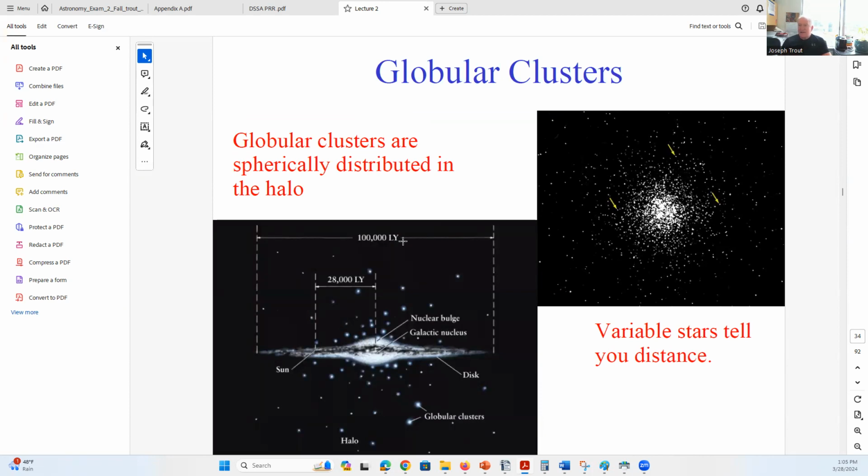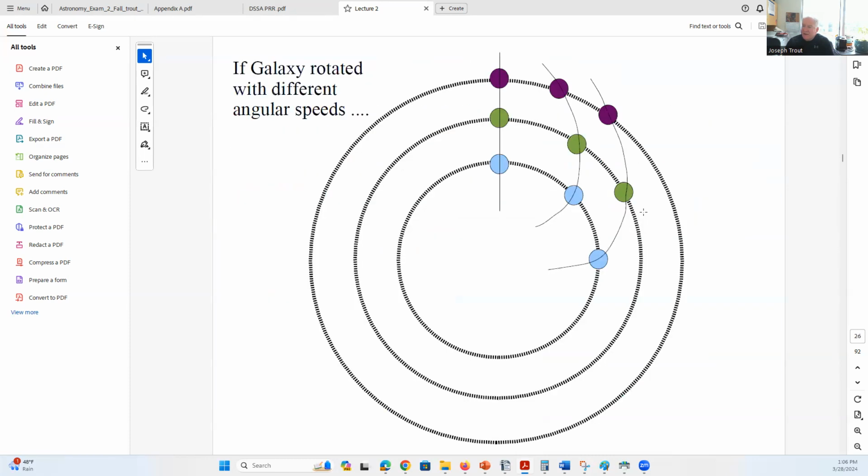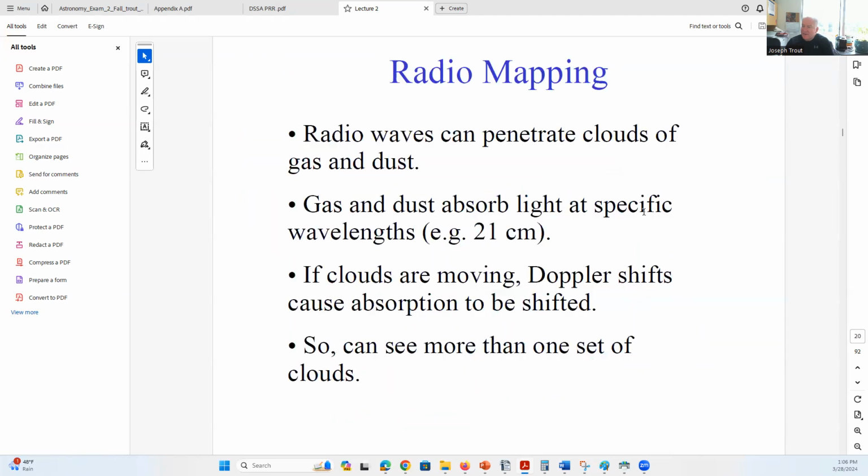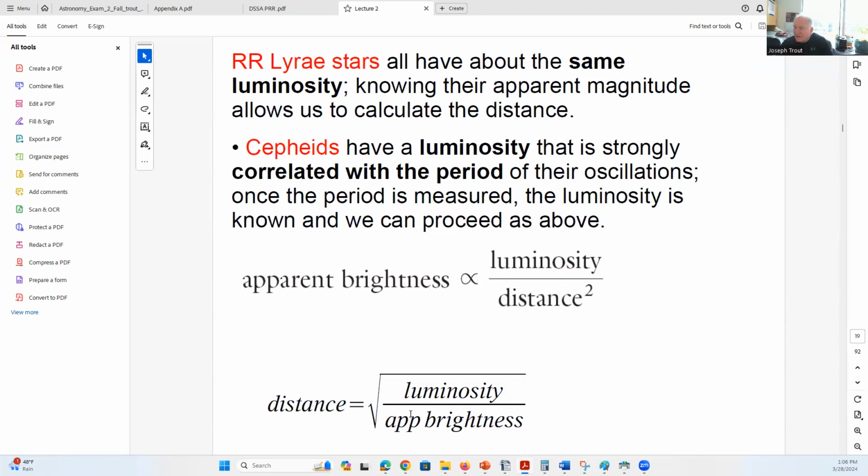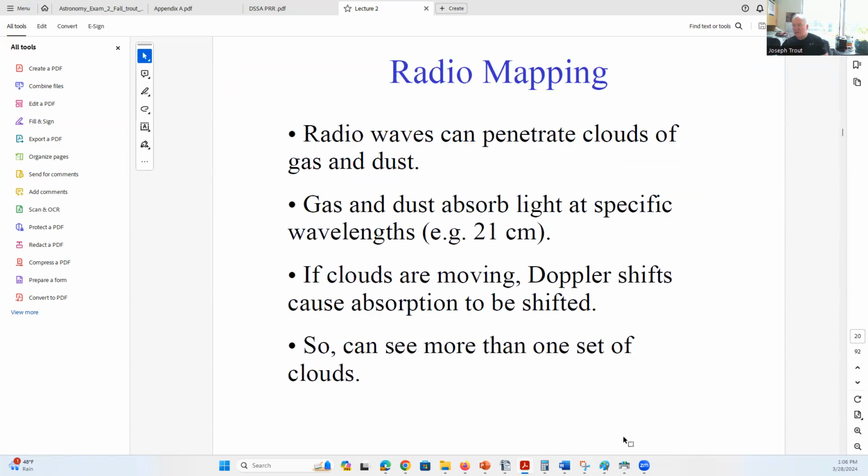We also see these globular clusters are located and spherically distributed through the halo. And if we look for these variable stars, they tell you the distance. So once again, we said we could find the distance by looking at the square root of their actual brightness, their luminosity, over their apparent brightness, what we see from Earth.